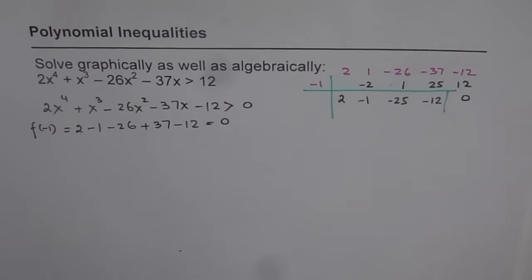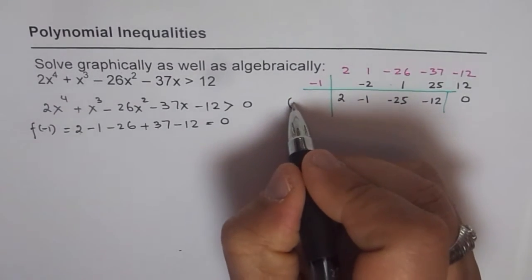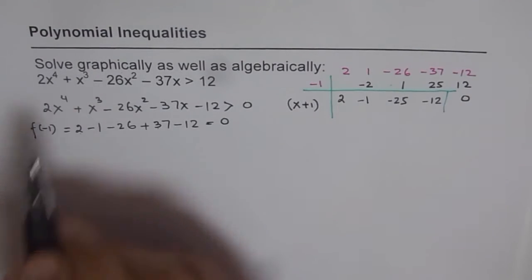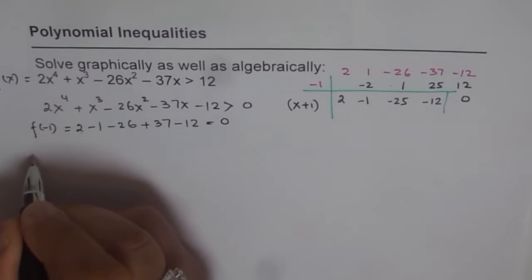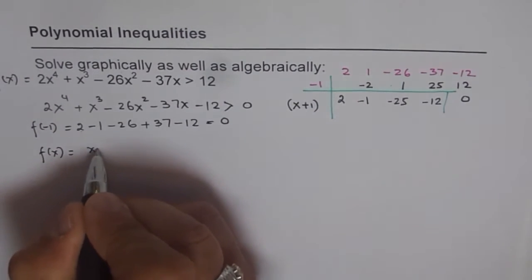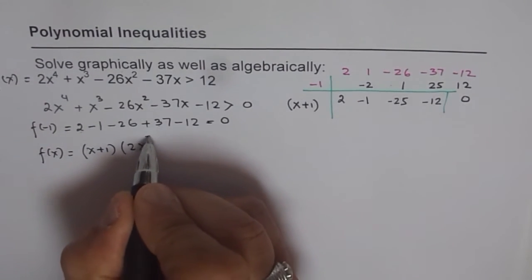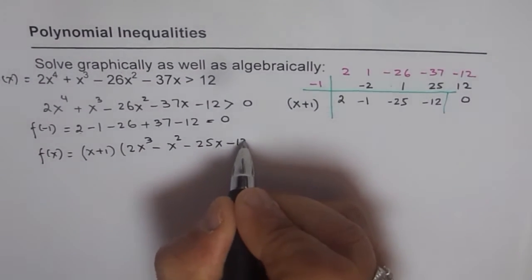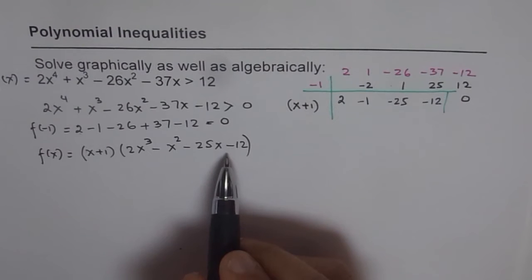So you get your next equation. We get one factor, and the factor here is x plus 1. So this is the first factor. Now this is the reduced form, so we can write our function now. Let me write f of x first here. So f of x is really equal to x plus 1 times this function, which is 2x cubed minus x squared minus 25x minus 12. That is the function. Now again we'll have to try and see what can make this 0.